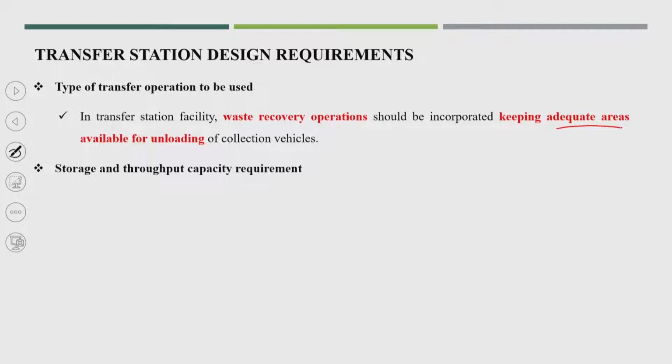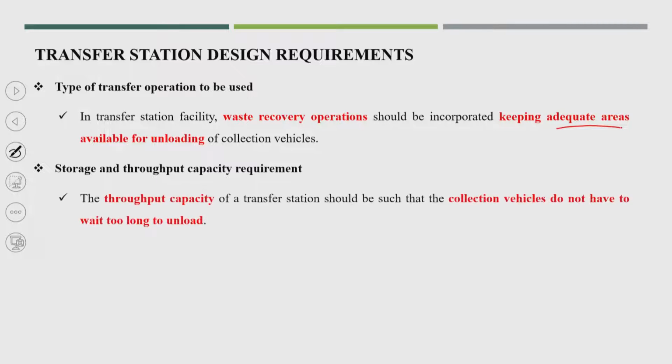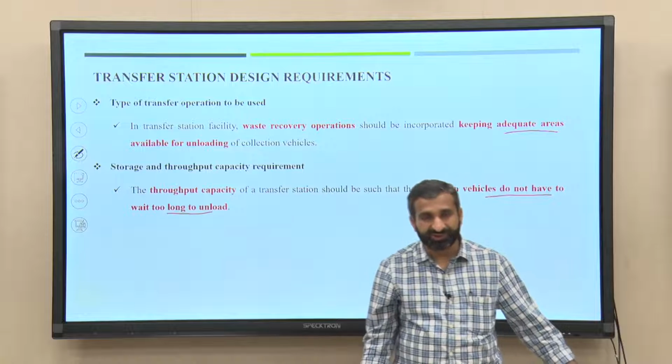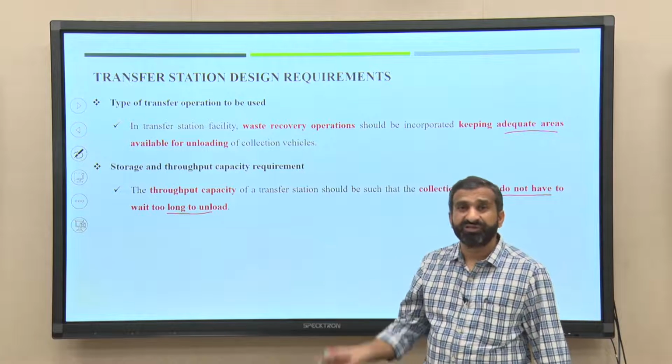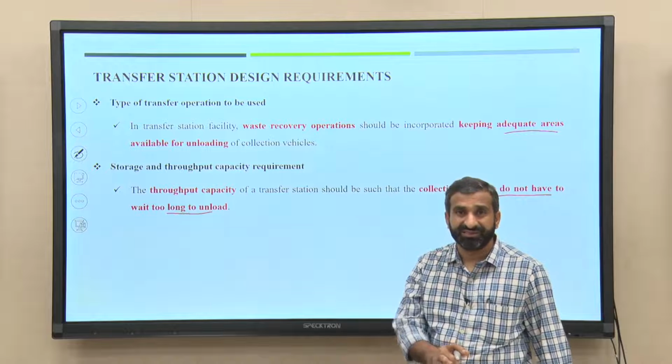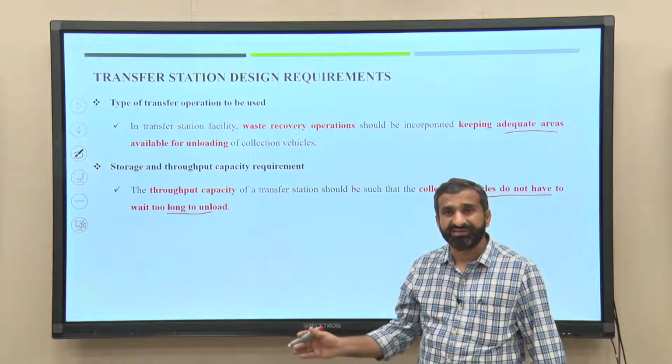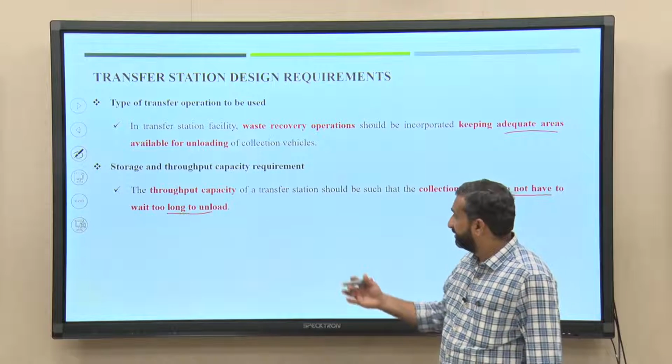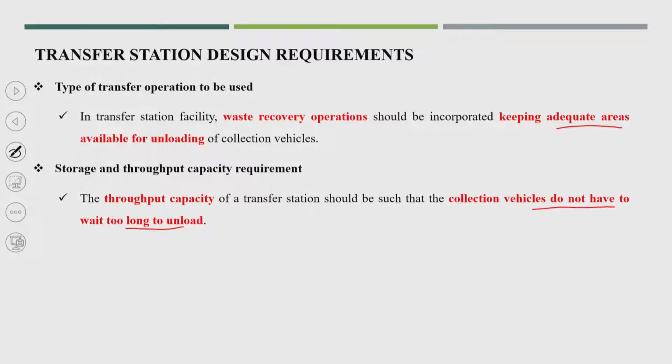Now, second is the storage and throughput capacity requirement. This is a very important one. Throughput capacity of the transfer station should be such that the collection vehicles do not have to wait too long to unload. A number of vehicles will reach the transfer station from residential or commercial areas, so the waiting time for unloading of waste into the transfer station should not be very high. Proper capacity of the transfer station has to be provided.